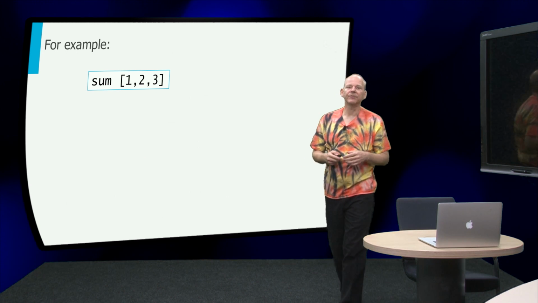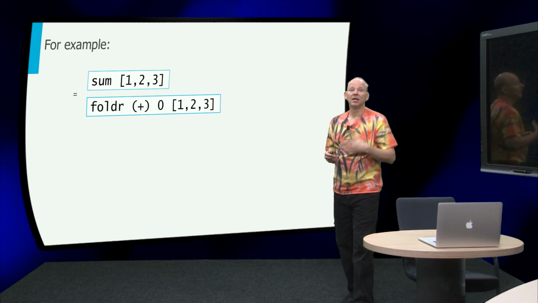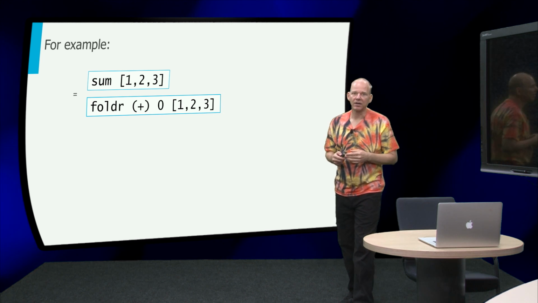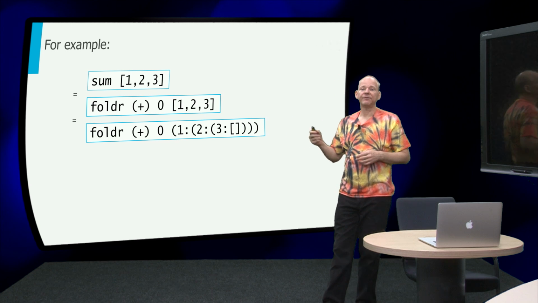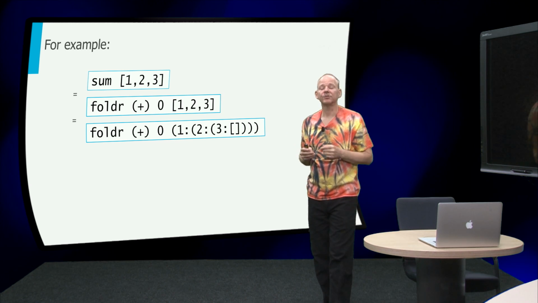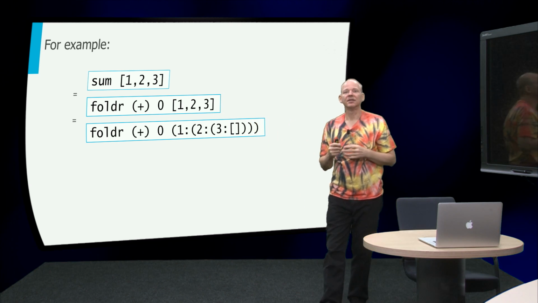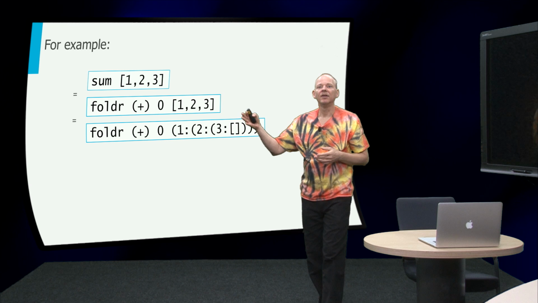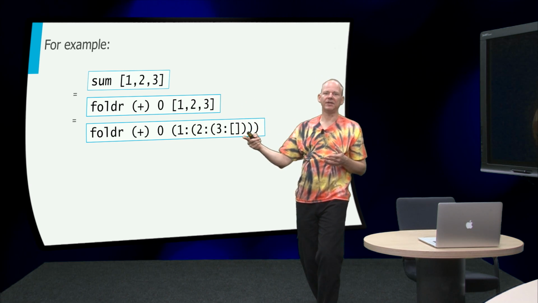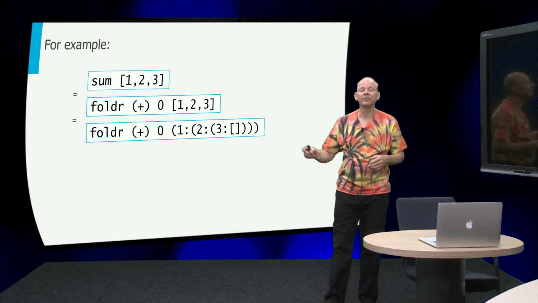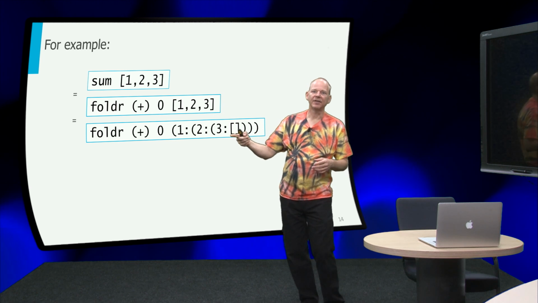For example, if we evaluate sum of [1, 2, 3], sum is defined as foldr of plus and 0 of [1, 2, 3]. Now we expand the definition of lists. We know that [1, 2, 3] means 1 cons 2 cons 3 cons empty list. And now you see, again, why the syntactic sugar for lists is so useful, because this would be very tedious to write. We don't want to write this all the time. So I'm super happy that Haskell has a shorthand for lists that expands into this.